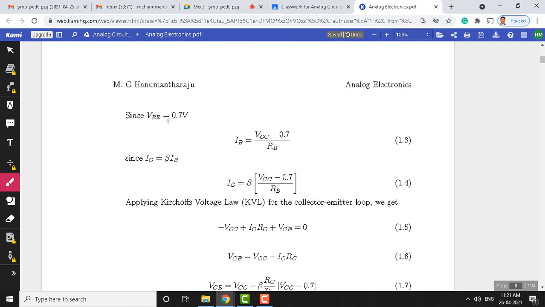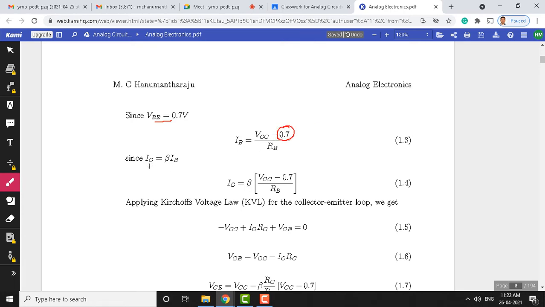Next, we can substitute for the base emitter voltage. Let us assume that the base emitter voltage in this circuit is fixed at, say, 0.7 volt. So now you can substitute 0.7 volt in the base current equation. So, the base current equation is this.